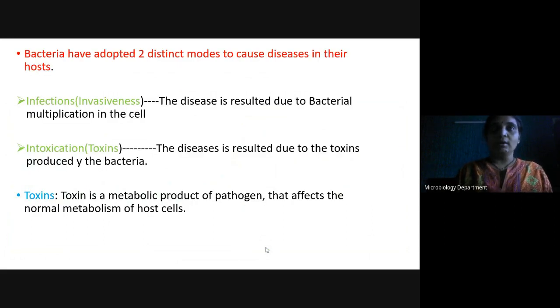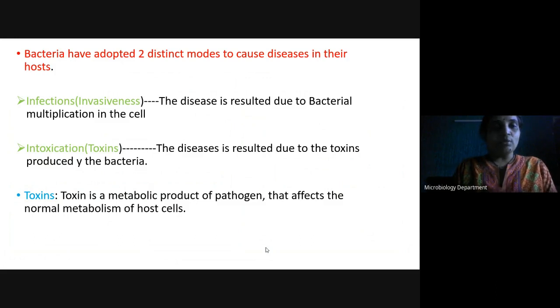Bacteria generally adopt two distinct modes to cause disease in their hosts. The first one is infection and the second one is intoxication. Infection means the bacteria multiply inside the host cell, then it causes the infection. And intoxication means the bacteria release some toxins and these toxins are responsible for the infection of the host. And these are the two important mechanisms to cause disease in any host.